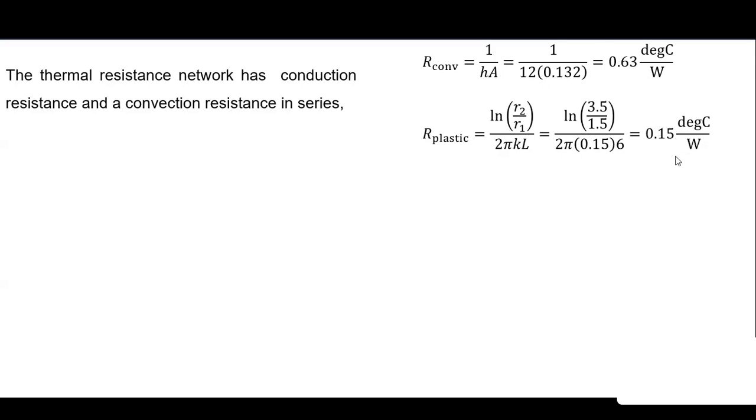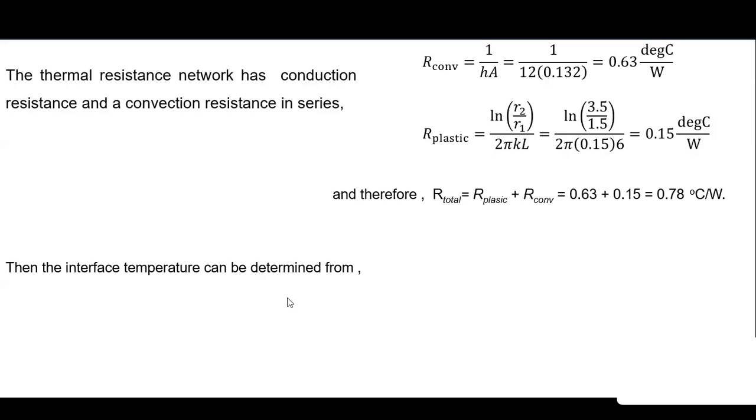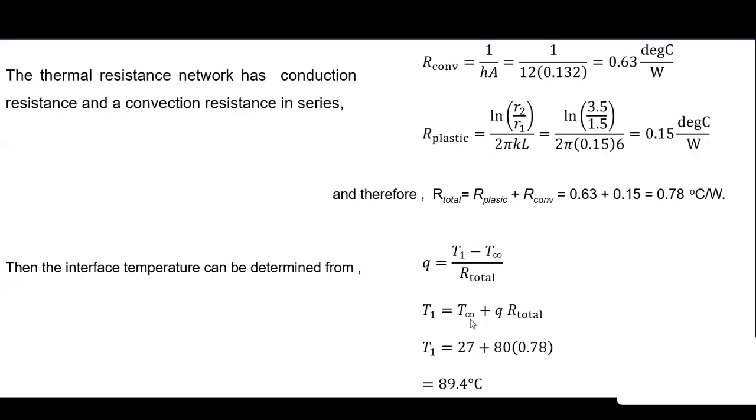If you add these two, you will get the total thermal resistance. So total thermal resistance is 0.78 degrees Celsius per watt, and thus the interface temperature can be found. Q is known, the temperature difference is unknown, R total is known. So Q and R total both are known, and T1 is to be calculated. So T1 will be equal to T infinity plus Q into R total. We put the values, and we get T1 equal to 89.4. So this is our first answer. This is the simple logic of electrical analogy we have used: finding the heat transfer rate first, and subsequently using the heat transfer rate for finding the interface temperature.